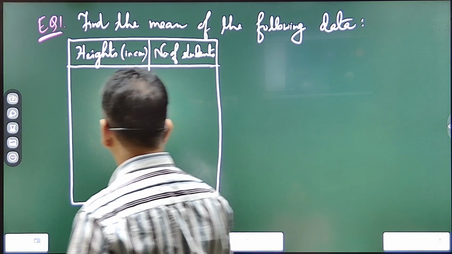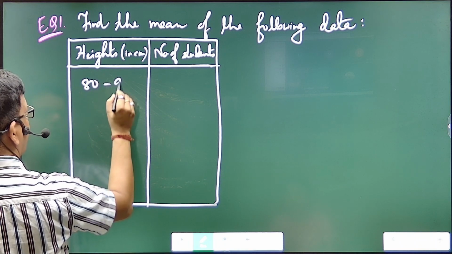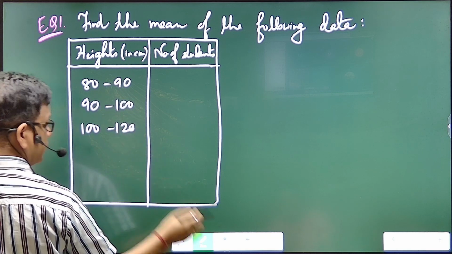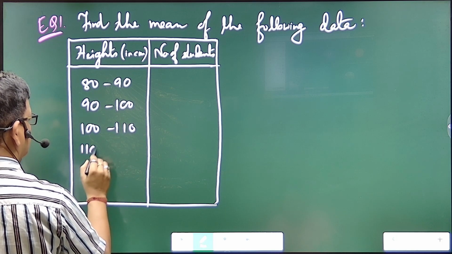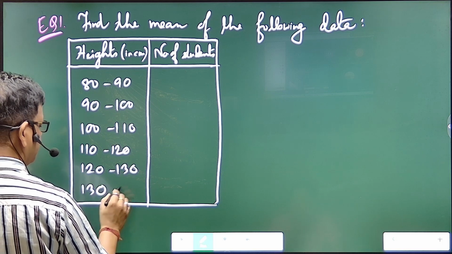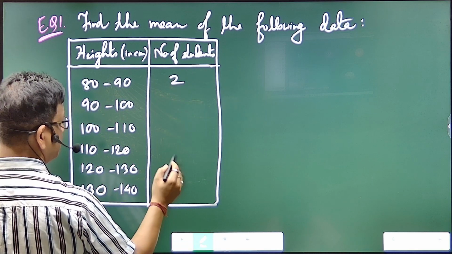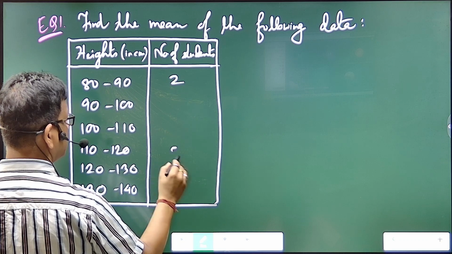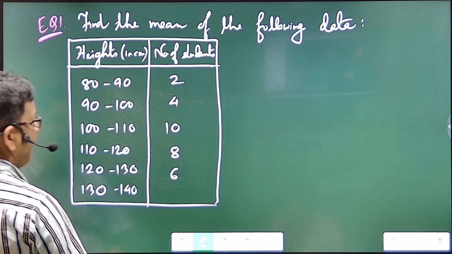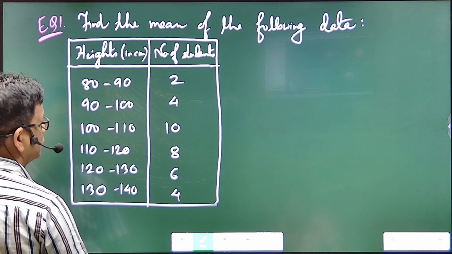Okay. So suppose the height will be 80 to 90 centimeters, 90 to 100, 100 to 110, 110 to 120, 120 to 130, and suppose 130 to 140. So these are the heights in groups, and the number of students, suppose here 2, suppose here 8, suppose here 10, suppose here 4, suppose here 6, and suppose here again 4. Done?